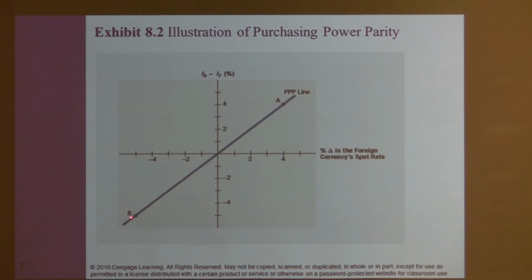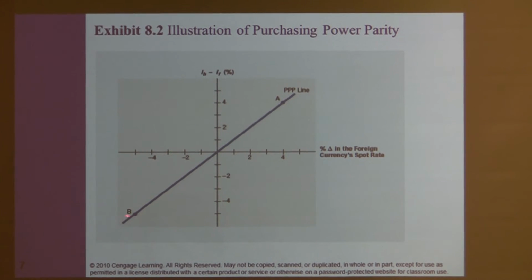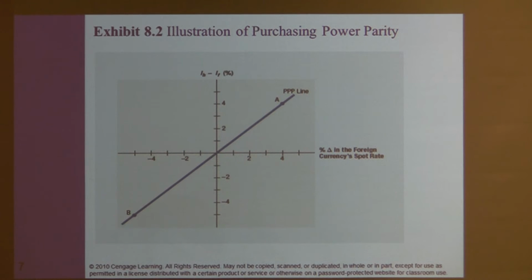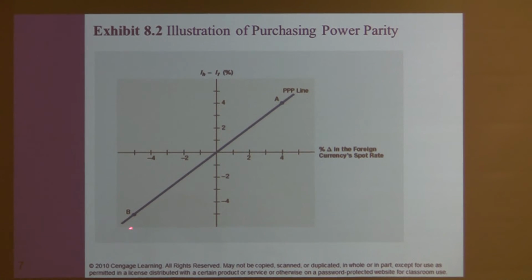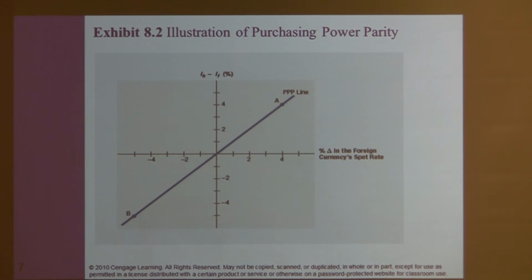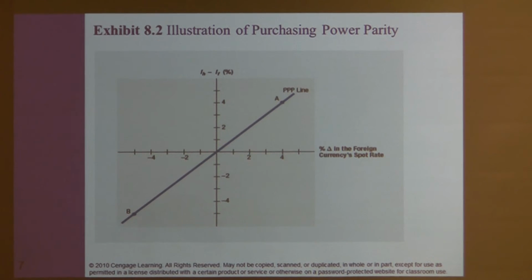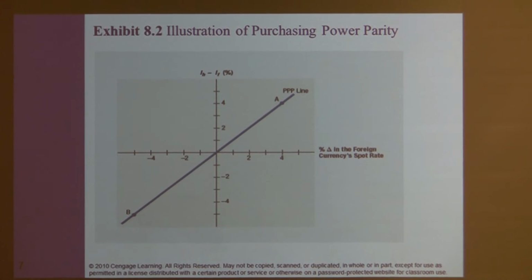On the other hand, if you look at point B, the inflation in the US is 5% lower than the inflation in Europe, and in that case, the currency should appreciate by that amount. So intuitively speaking, that is the relationship between inflation differences and exchange rates.